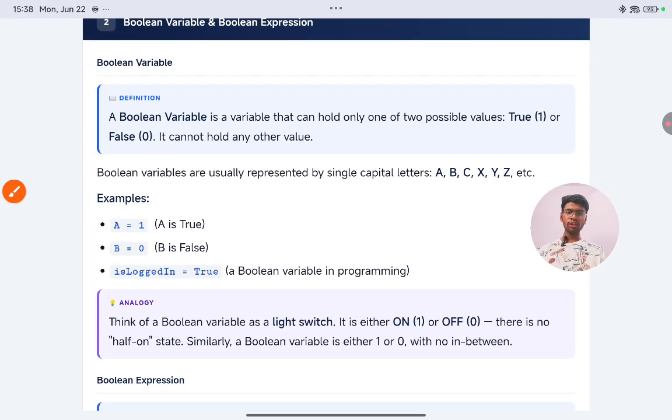So let's start with Boolean variables. Like A is equal to 1, let's assign B is equal to 0, then this is false. We can represent these by single uppercase letters like A, B, C, X, Y, anything. Or you can represent a variable, let's say is_logged_in equal to true. So these we'll use in programming and other things like that. It can only be in the on state or off state. There's no half state or intermediate state in between.